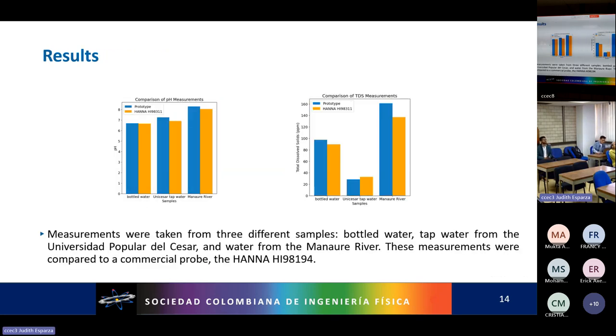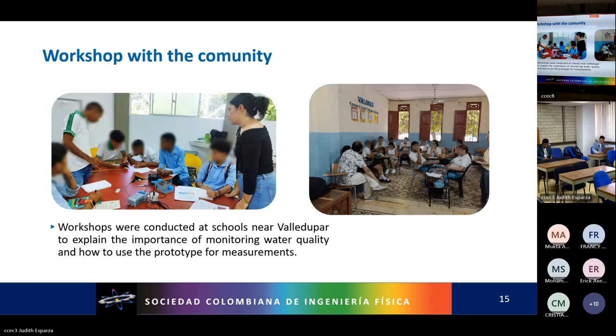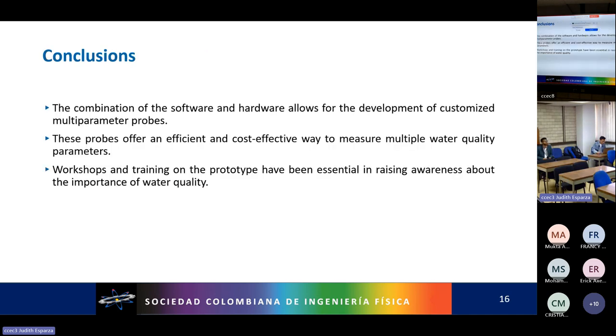And for the results, we compared the measurements of our prototype with a commercial probe, the Hanna HI98, and the difference between the measurements of pH and total dissolved solids is low. For the citizen science, workshops were conducted in different communities and schools near Valledupar City to explain the importance of water and how to use the different multi-parameter probes and the prototype for water quality monitoring.